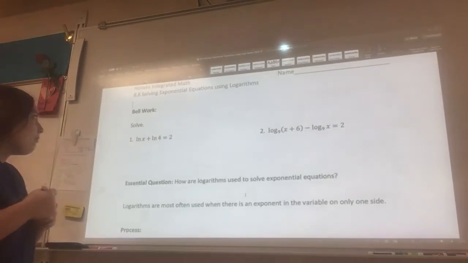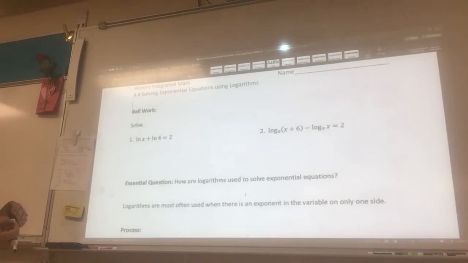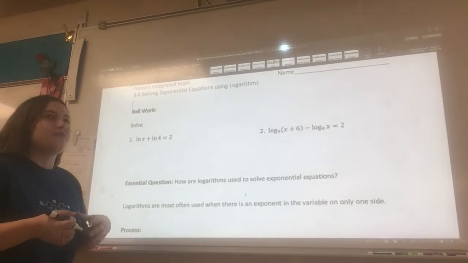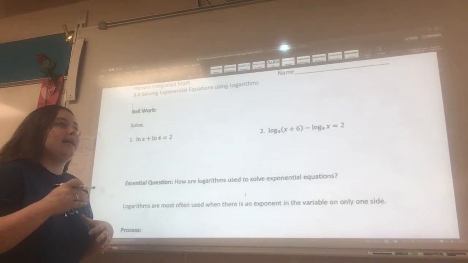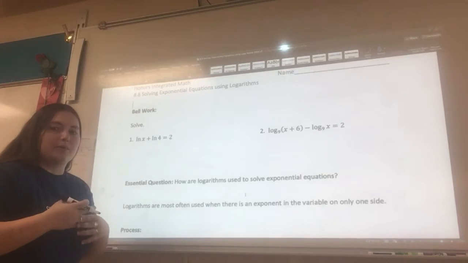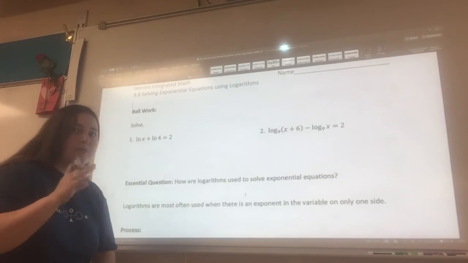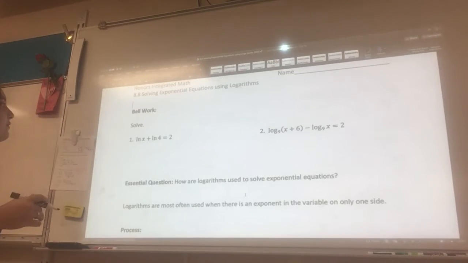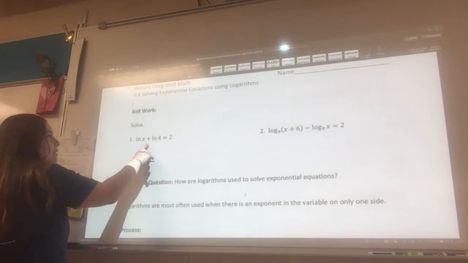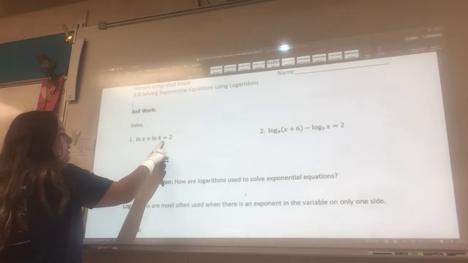exponential form. So we have two problems on bell work I would like for you to do by yourself, so go ahead and pause the video and then come back and check with me. I will solve them out, but please try and make sure you're able to do them by yourself. So this first one, number 1, we see that ln of x plus ln of 4 equals 2.